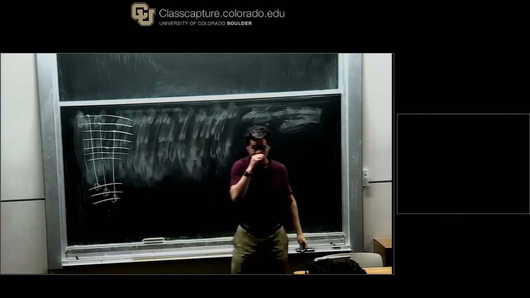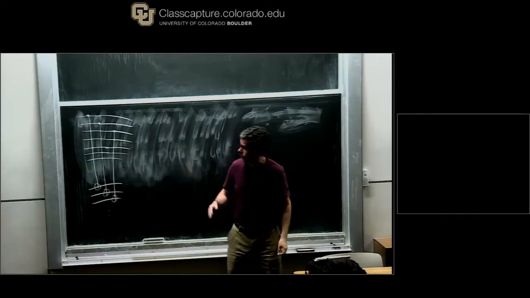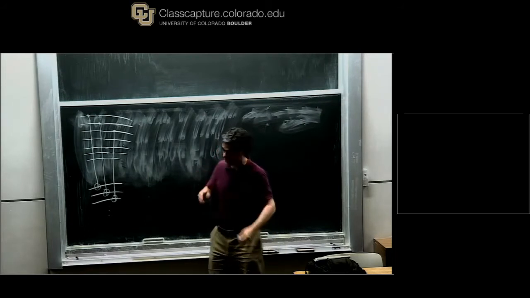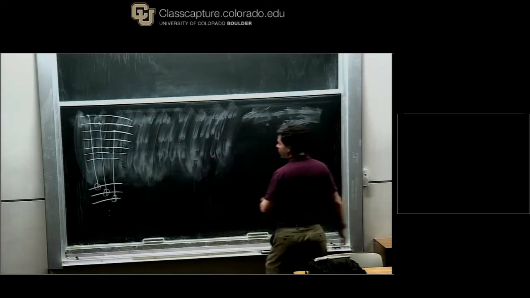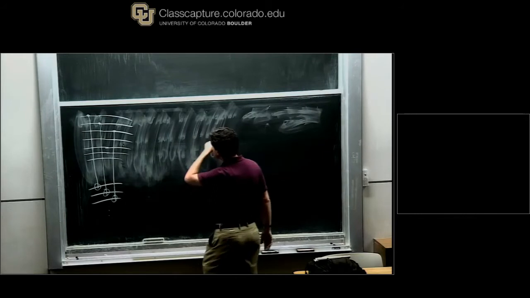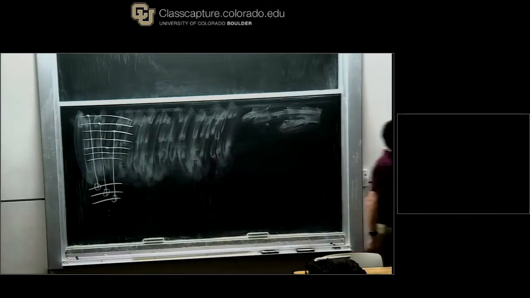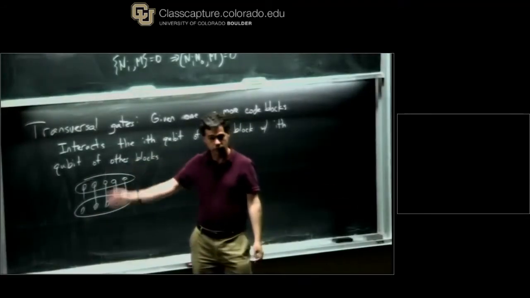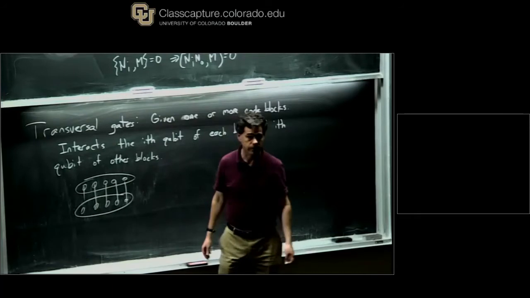Okay? And this is transversal because if you imagine having the qubits of one block arranged like this, and the qubits of another block arranged like this, the gates that we're doing are orthogonal to the direction of the code block. So that's the sense in which it's transverse, or transversal. Okay.